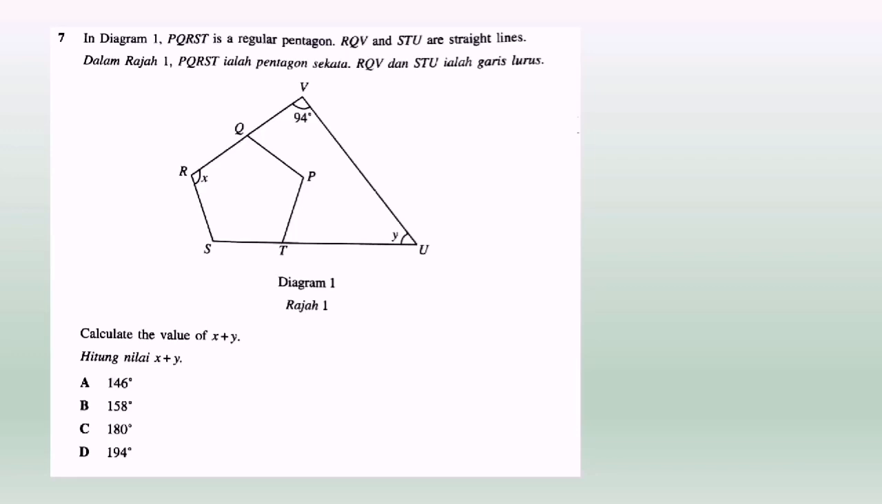Question number 7. The diagram 1, PQRST is a regular pentagon. RQV and STU are straight lines. Calculate the value of x and y.